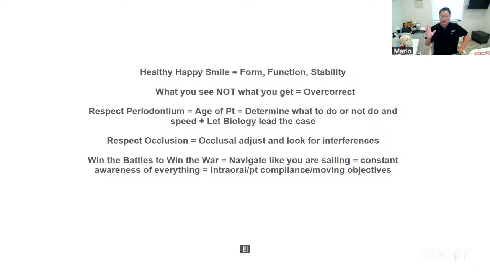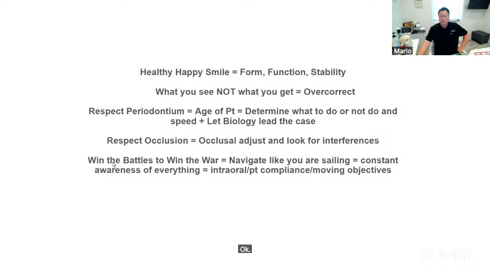It's form, the function, the stability. Form is very important. It's not just the form of the whole occlusion, it's the form of each individual tooth. So we got to look at that and keep that in mind for any orthodontic treatment, whether it's fixed appliances or using aligners. So we really got to respect occlusion, okay?